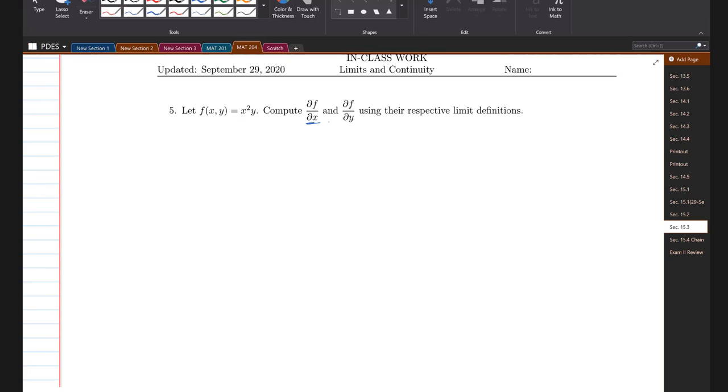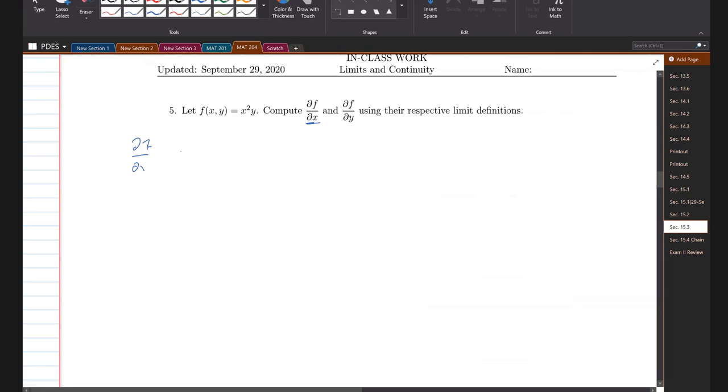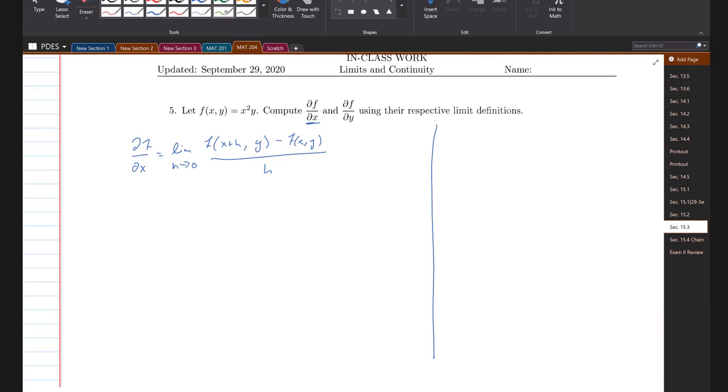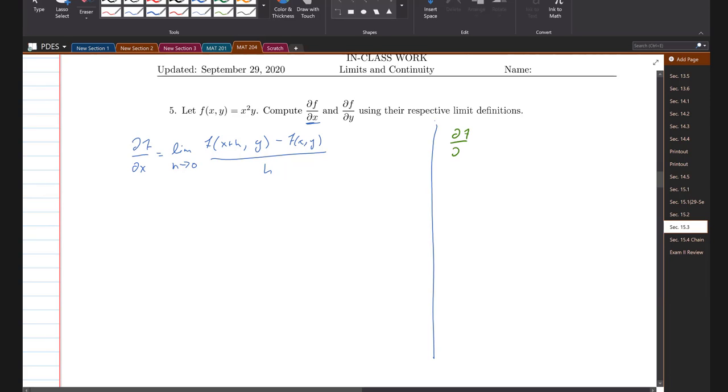So we would say that partial f, partial x, by definition, is equal to the limit as h approaches 0 of f of x plus h comma y minus f of x comma y, all over h. Okay? I'm going to work through this one, but off to the side, I'd like you to answer this question. What's the limit definition of partial f, partial y? Follow your nose and do that right-hand side.